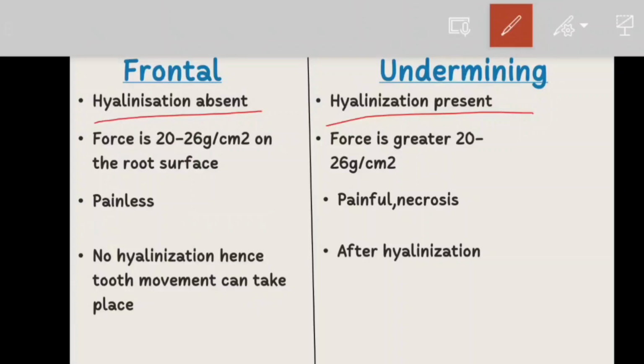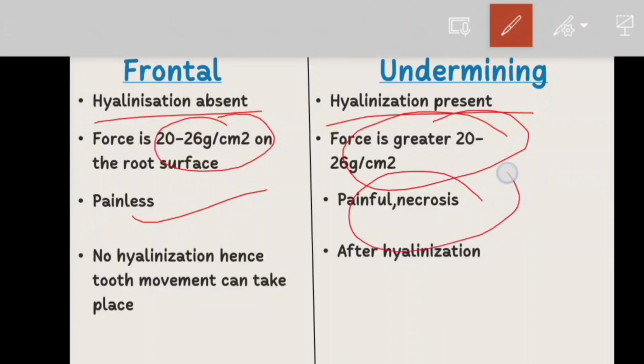Okay. Now we see the force magnitude. In frontal resorption, the force on the root surface will be 20 to 26 gram per centimeter square, which is an ideal orthodontic force. While in undermining resorption, the force is greater than 20 to 26 gram per centimeter square. The excessive force causes tissue damage. Now we see the pain. Frontal resorption is usually painless, so the patient feels comfortable. While undermining resorption is painful and associated with necrosis because heavy force damages the periodontal ligament.